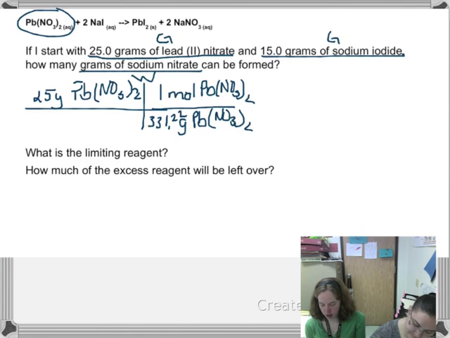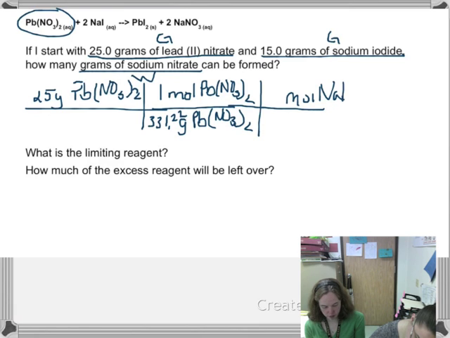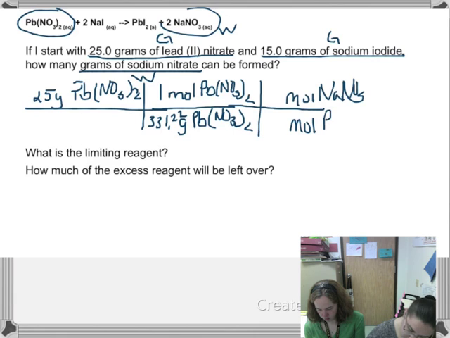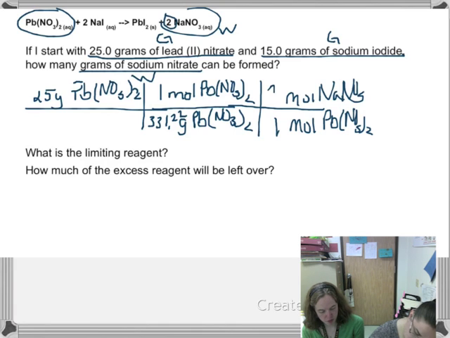Okay. And now that we've gotten 2 moles, we're going to have to use our mole ratio. So we're going to sodium nitrate. I know sodium is Na, and then nitrate is NO3. So this is my wanted. And moles of PbNO3 go on the bottom. Well, there's nothing in front of my PbNO3, so 1. And in front of this one, there's a 2.